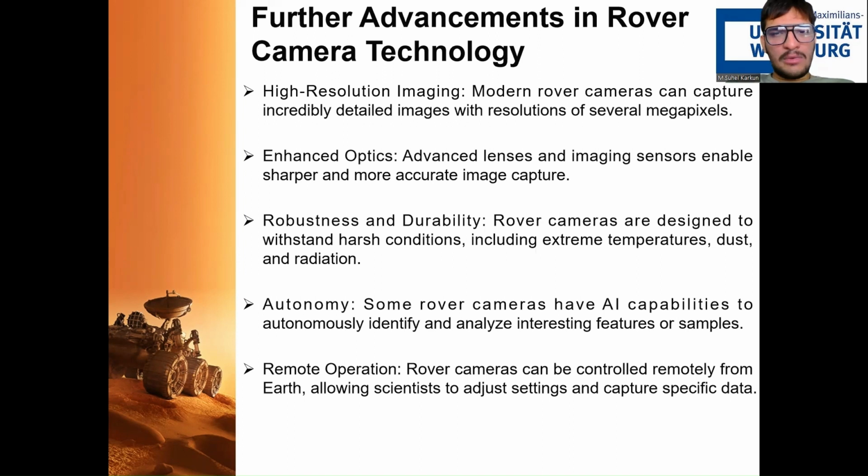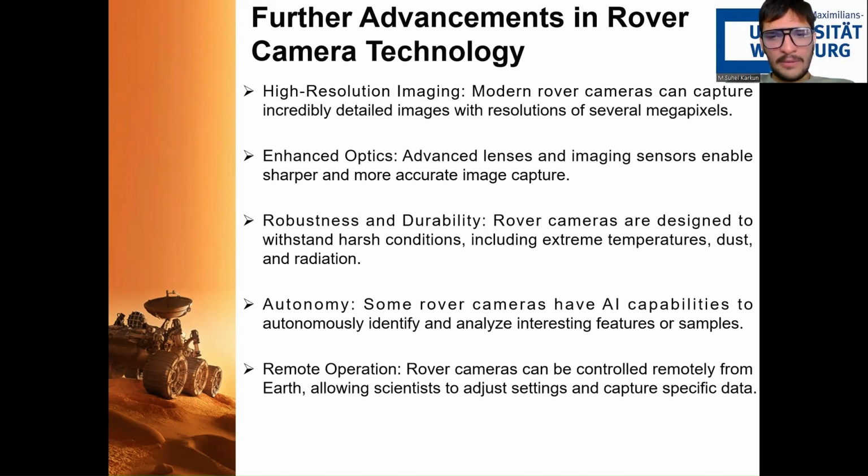High resolution imaging. Nowadays, modern rover camera systems can capture incredibly detailed images with very high resolutions of several megapixels. Enhanced optics. Advanced lenses and imaging sensors enable sharper and more accurate image capture at higher resolutions, so scientists can analyze the images more accurately and with fewer simulations.